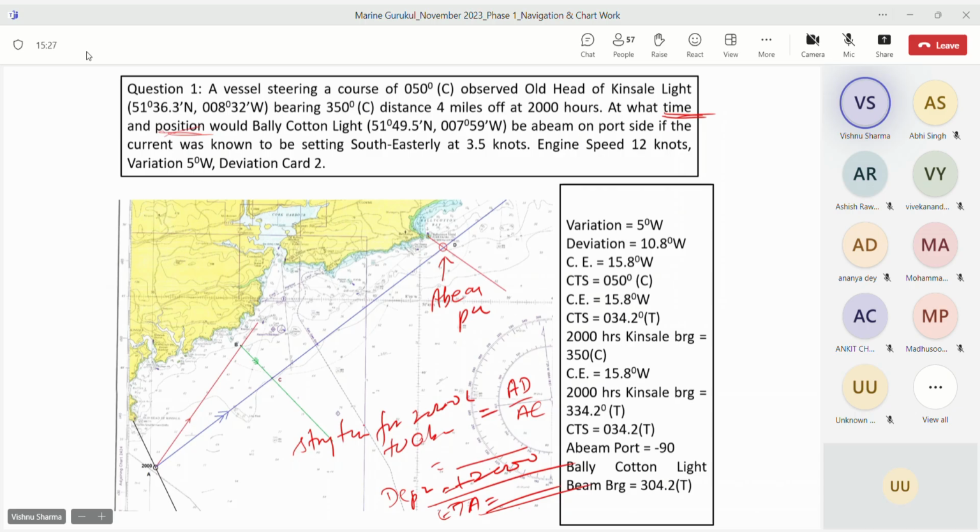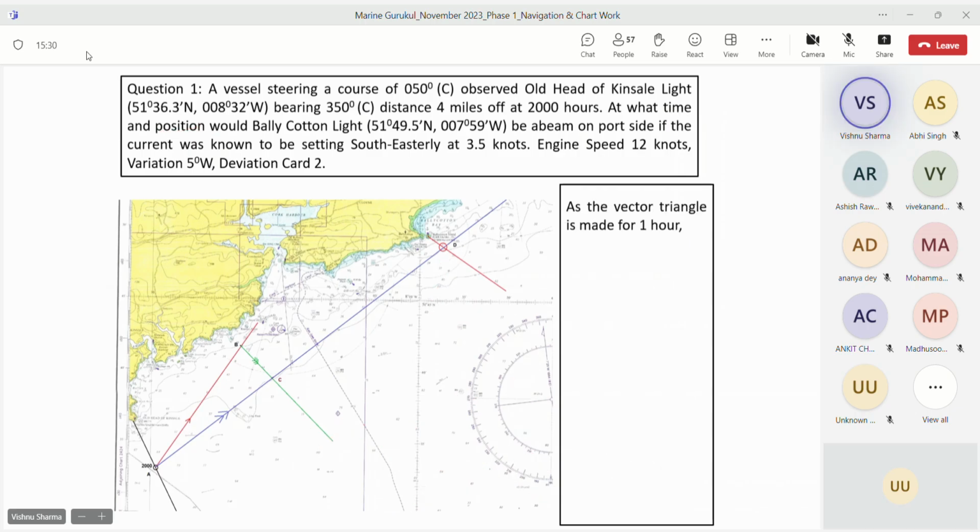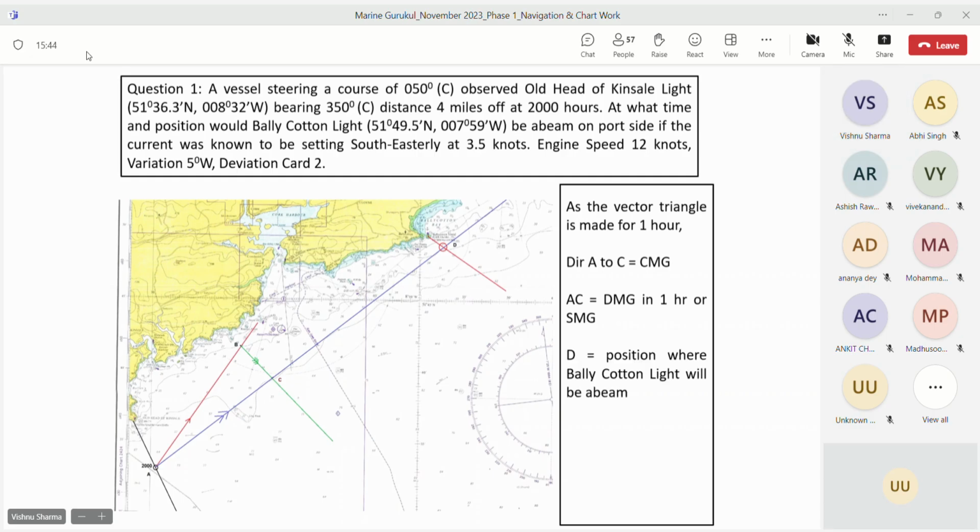You can see it here. As the vector triangle is made for 1 hour, you don't have to write this; this is only for classroom explanation. Direction from A to C is CMG. AC is the distance made good in 1 hour, and hence it becomes speed made good. D is the position where Belly Cotton light will be abeam. DMG to the Belly Cotton abeam position is AD. Steaming time is AD by AC, and therefore the time you will reach D will be 2000 hours plus the steaming time. Guys, everything that I have said regarding this question, if you have any doubts, please let me know.